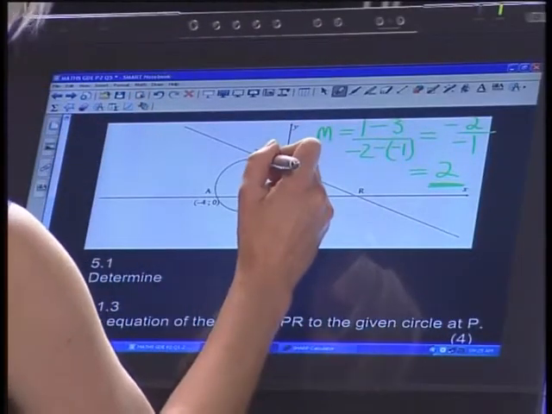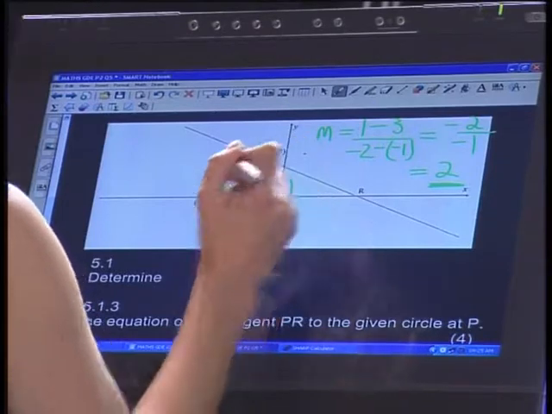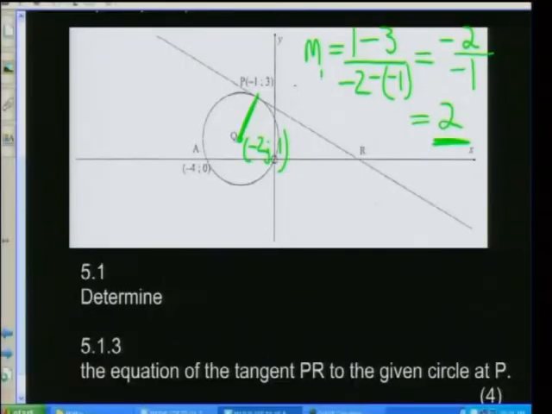Now, I'm going to check quickly, and I'm going to say, right, I have now calculated the gradient of my radius. And the radius is running uphill from left to right, so that does look realistic. What I have calculated is consistent, more or less. Okay, now I have to calculate the gradient of the tangent. I'm actually going to put the little r there for radius, and I'm going to say the gradient of the tangent is therefore -1/2. And that is because of the fact that the radius and the tangent are perpendicular to each other at the point of contact. Right, so far so good.